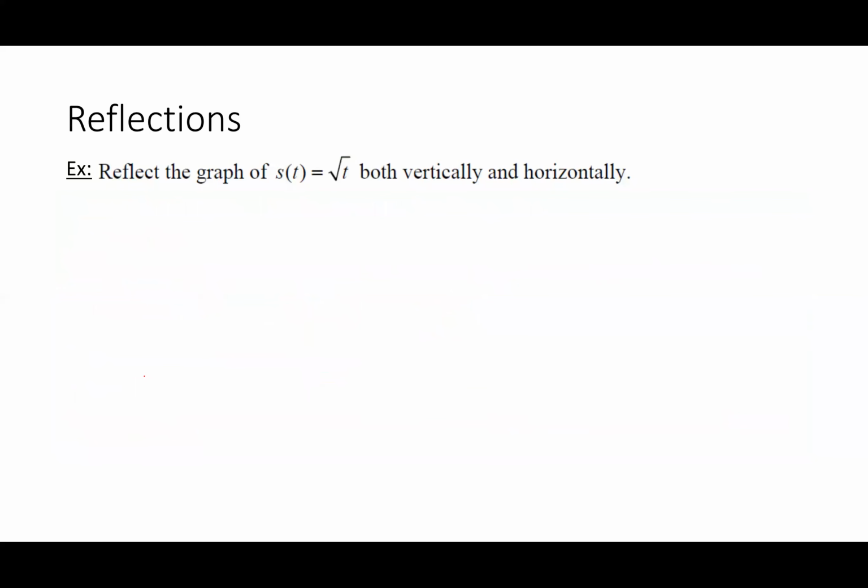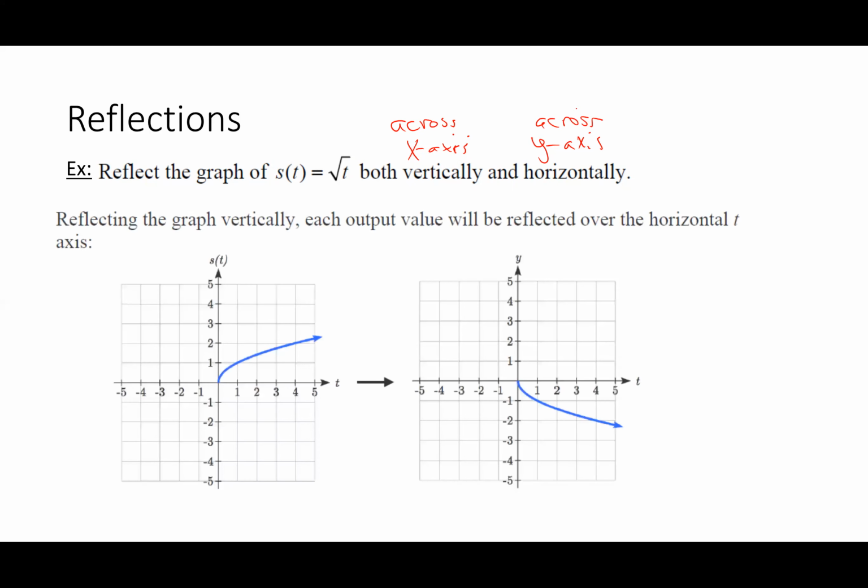So let's reflect that square root function both vertically and horizontally. Vertically, remember that means across the x-axis. And then this is across the y-axis. I really don't like that language. I really love the across the x-axis and across the y-axis. I feel like it's the most succinct. So first, we'll reflect it vertically, which means across the x-axis.